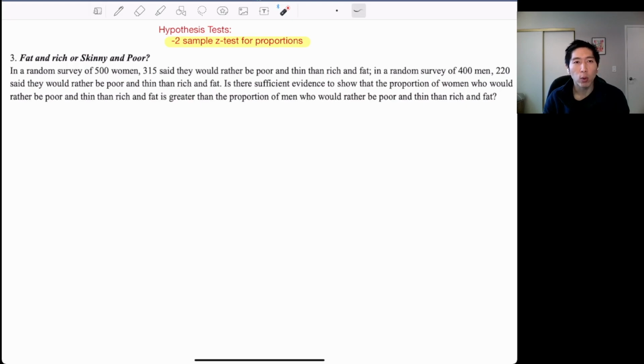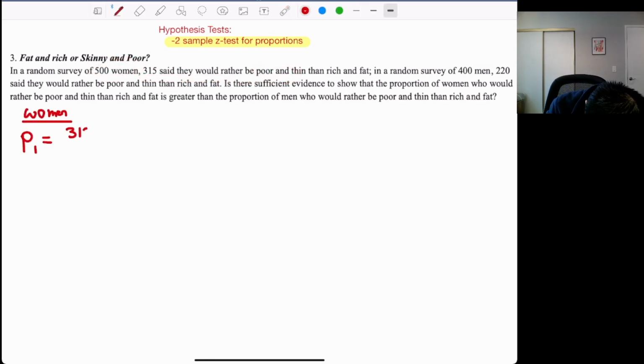In this next example, we're going to be doing a two-sample z-test for proportions. We're going to be comparing two samples and comparing the two proportions. In this example, we had women versus men. In a random survey of 500 women, 315 said they would rather be poor and thin rather than rich and fat. This comes out to approximately 0.63.